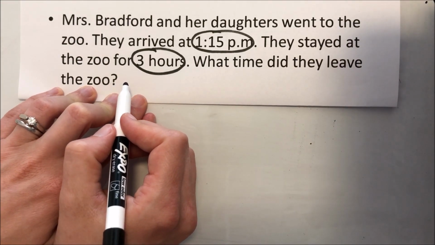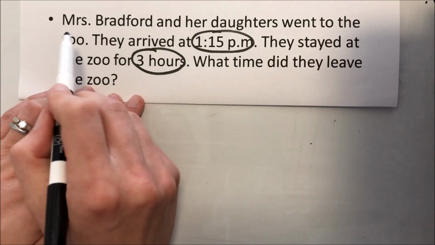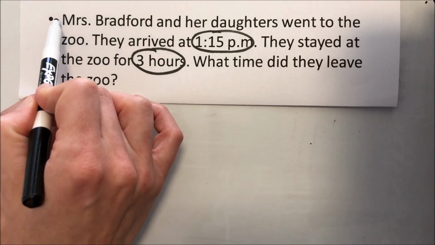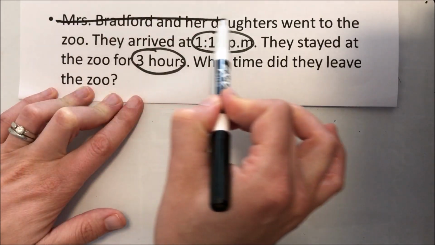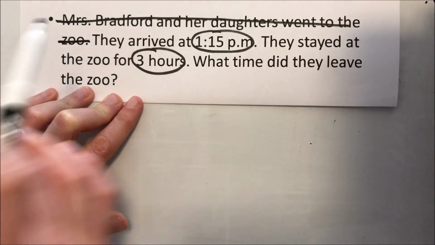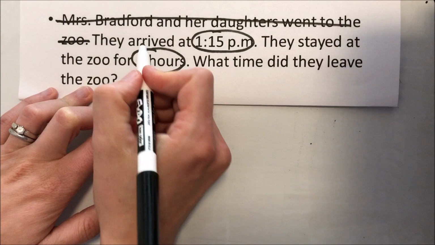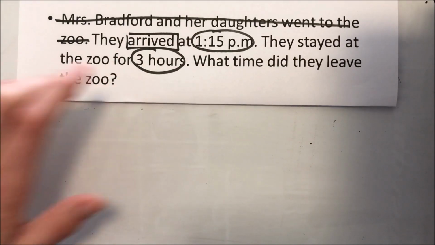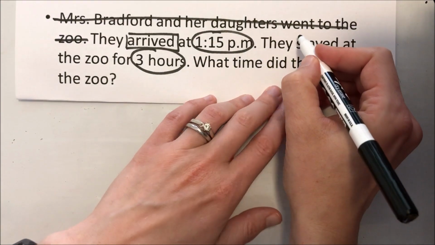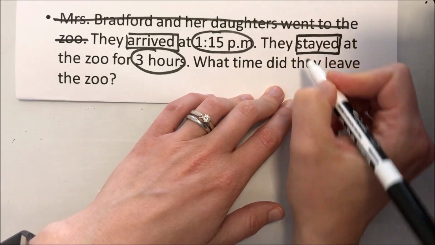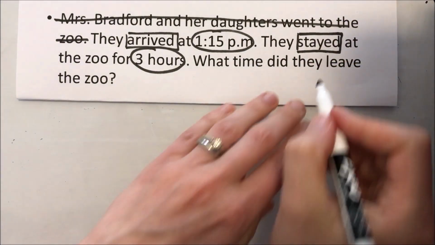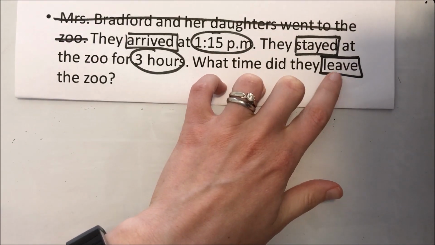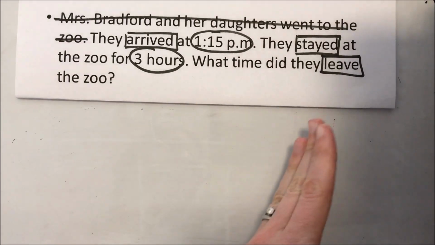I'm going to go back and reread and look for my actions again. So Mrs. Bradford and her daughters went to the zoo. Okay, it's an interesting enough sentence, but not a sentence I necessarily need anything from. They arrived at 1:15 p.m. They stayed at the zoo for 3 hours. What time did they leave? So I know that I'm looking for a leaving time, which means it's going to be after all the rest of the times.